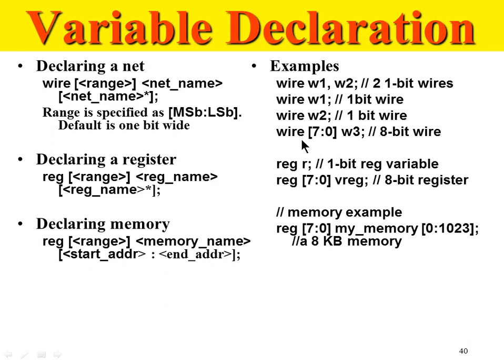So when you want more than 1 bit, you have to declare it in this fashion. This is 8 bits. If you want to declare a 4-bit wire, for example, I can say wire 3 down to 0, W3. If I want to declare a 5-bit register, I can say reg 4 down to 0, vreg. 4 down to 0 will give me a 5-bit register.